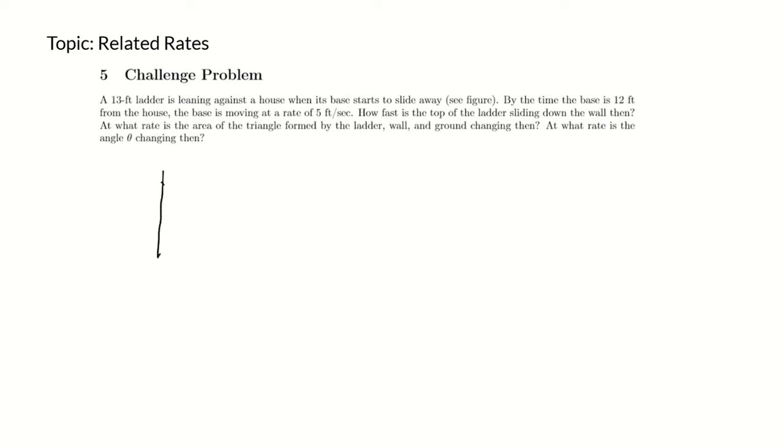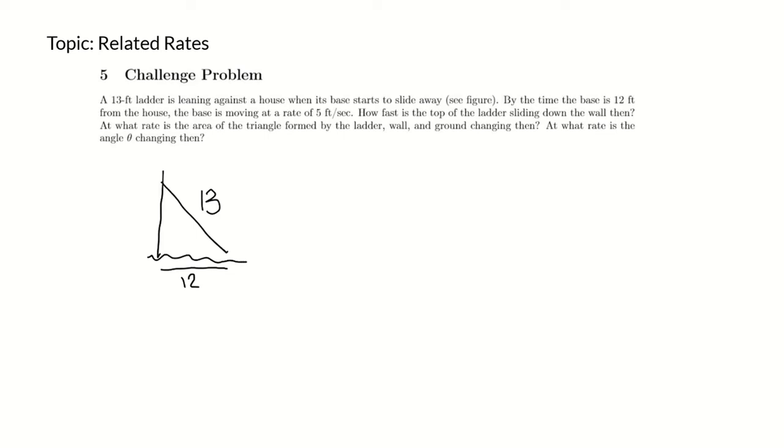House, ladder, ground. Ladder is 13 feet. And the ladder starts to slide away. By the time the base is 12 feet from the house, so here's our base, 12 feet away from the house, the base is moving at a rate of 5 feet per second.